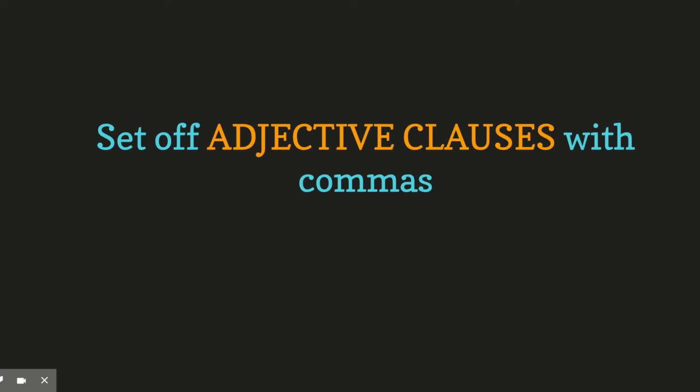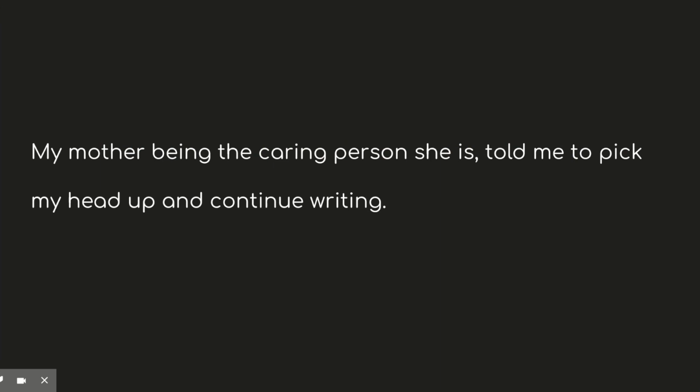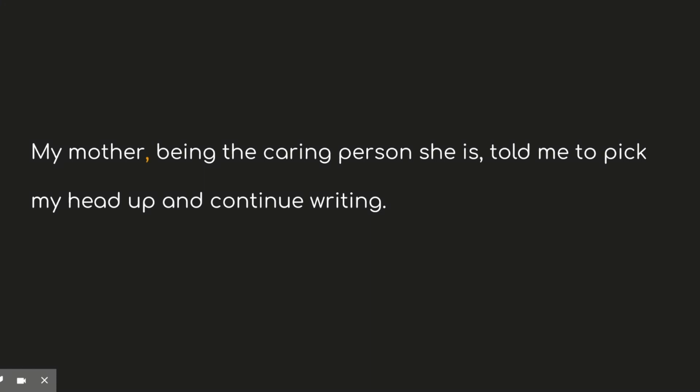So you need to set off adjective clauses with commas. What that means is an adjective clause. Adjectives, remember, are words that describe someone. My mother, being the caring person she is, told me to pick my head up and continue writing. So there needs to be a comma there. My mother, comma, being the caring person she is, comma, told me to pick my head up and continue writing.